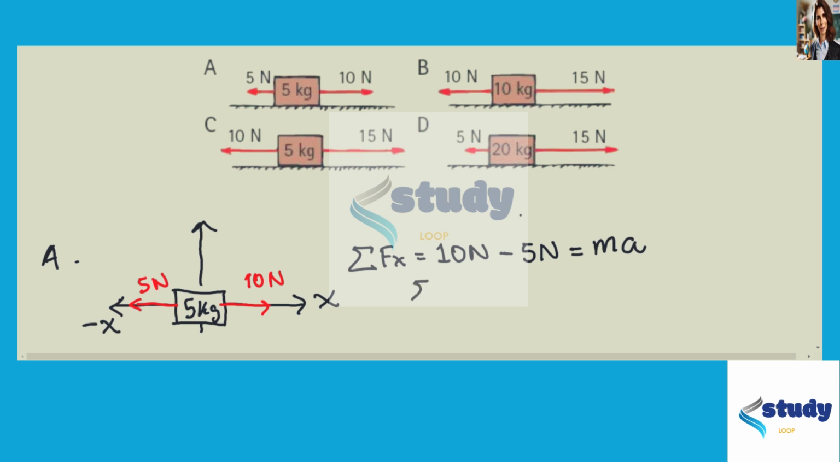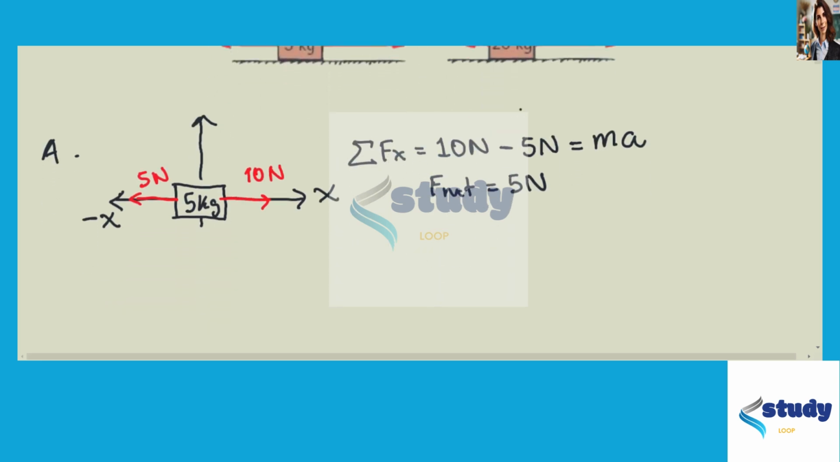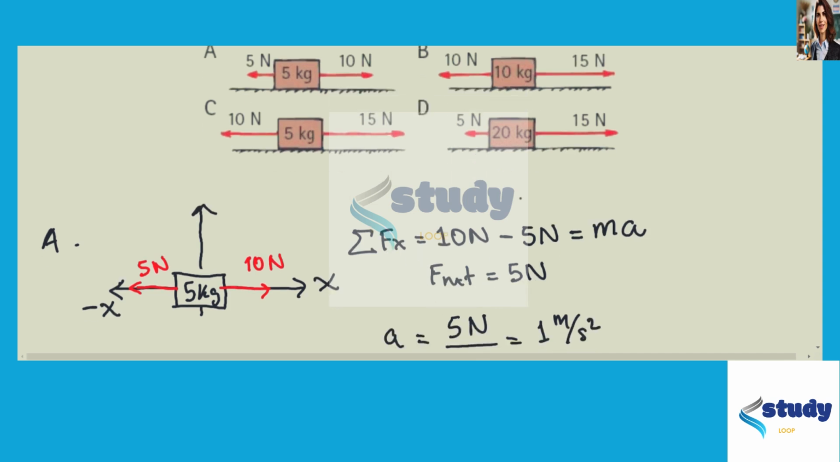So the net force, in this case, is just 10 minus 5, that is 5 newtons. And to obtain the acceleration, we need to divide this net force, which is 5 newtons, by the mass of the box, which is 5 kilograms. So that gives us 1 meter per second squared. This is the procedure that we need to do with all of these boxes.